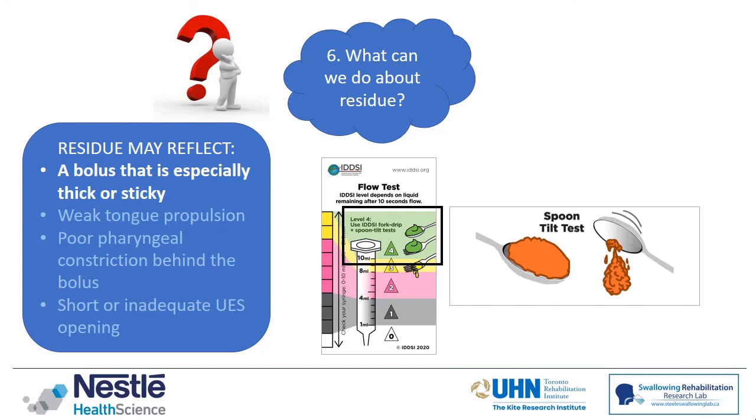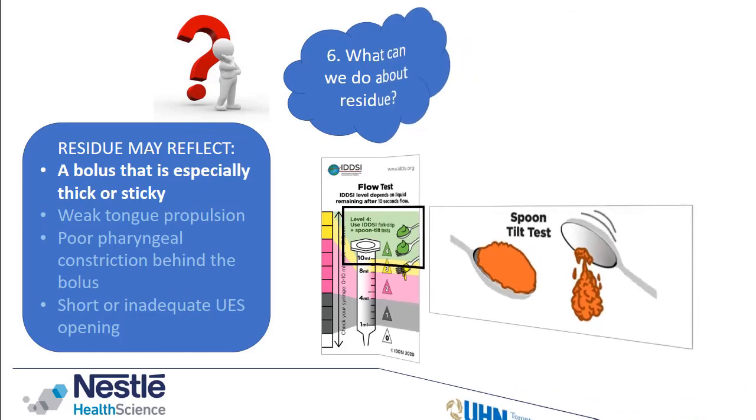The spoon tilt test is specifically intended to identify whether a bolus is sticky. If an extremely thick liquid does not slide easily off a tilted spoon in a cohesive bolus, or if it leaves a thick coating behind on the spoon, then it is likely to be challenging for a person with dysphagia to swallow and is likely to be a risk for residue.